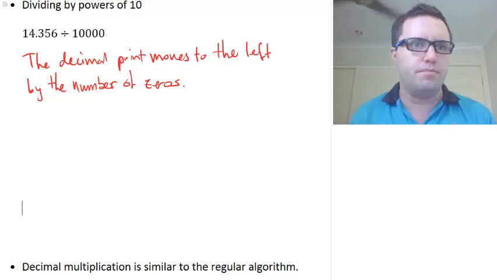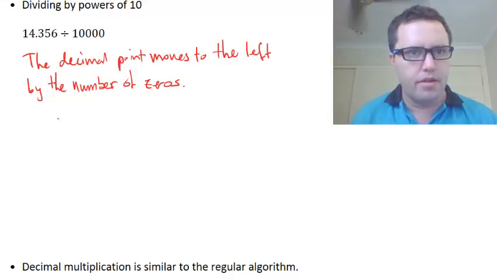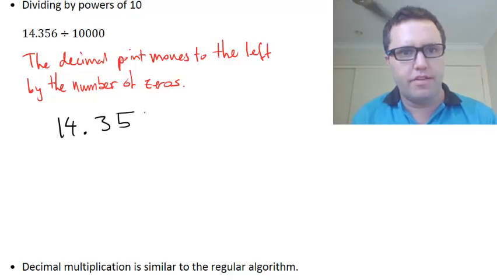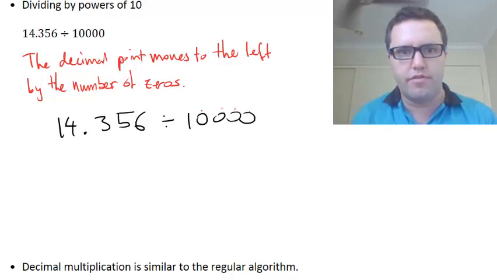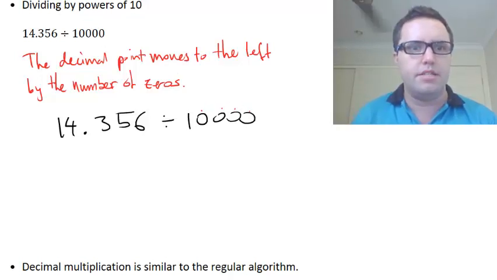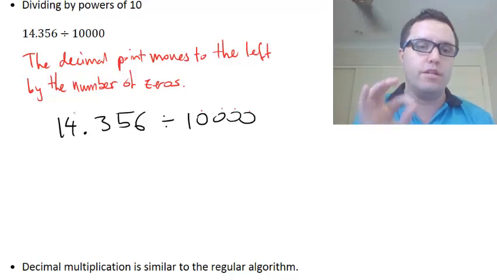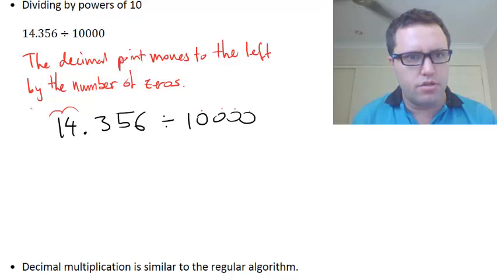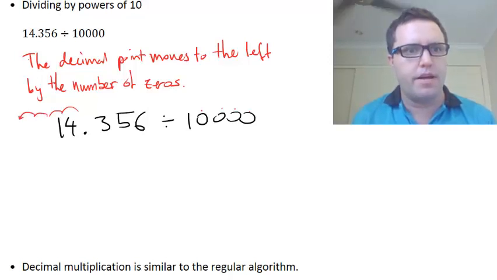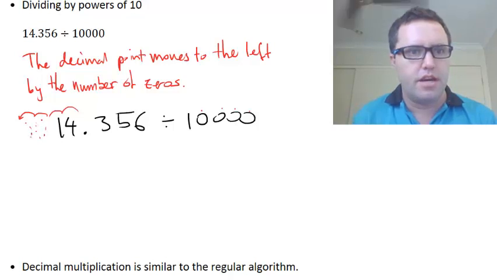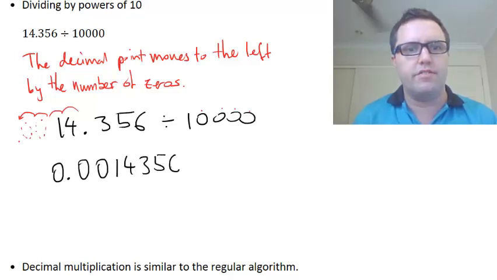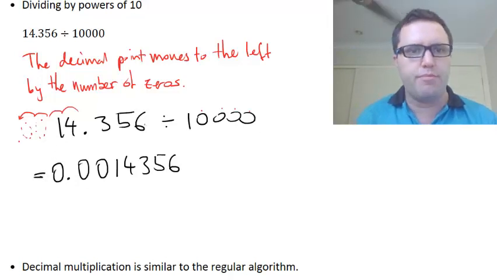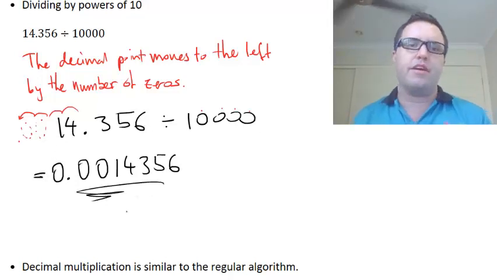So we've got 14.356 divided by 10,000. We have 1, 2, 3, 4 zeros here, and so that means we are going to be moving the decimal point 4 places. So 1, 2, 3, 4. That means we're going to have to get ourselves another 2 zeros before we get a decimal point. So we'll have 0.0014356 as our new number. So 14.356 divided by 10,000 is this number here. Okay, so that's some pretty easy stuff.